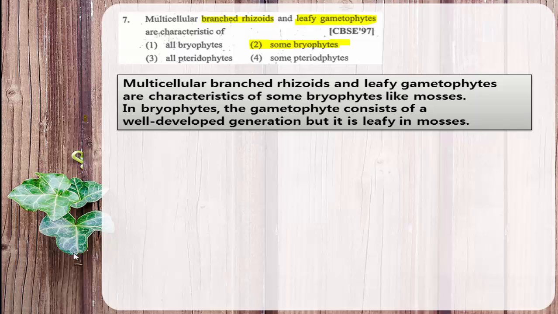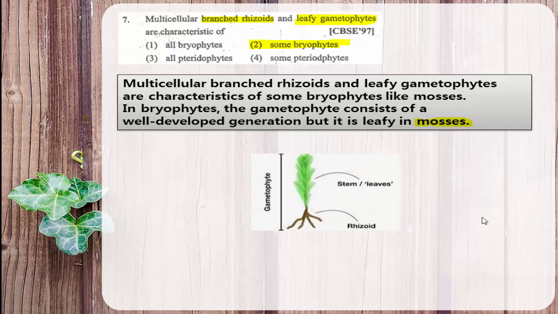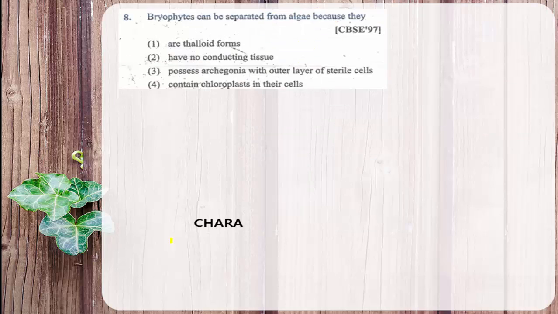In the remaining bryophytes the leafy gametophyte is absent, it is a thallus. This is the image where the rhizoids are present and the aerial portion of the gametophyte is covered by green leafy structures, and this represents the gametophyte in mosses. So the right answer for this question is option 2. Then moving to the next question.